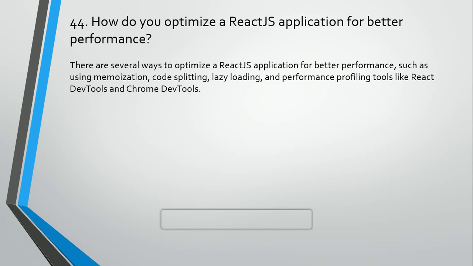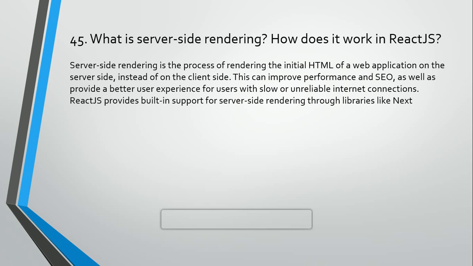And performance profiling tools, like React Dev Tools and Chrome Dev Tools, are very essential for debugging purposes. So these two are used just for debugging purposes, that is the React Dev Tools and Chrome Dev Tools. But code splitting, lazy loading, and memoization are handled and used inside the code to do what? To enhance the performance of the existing React app.